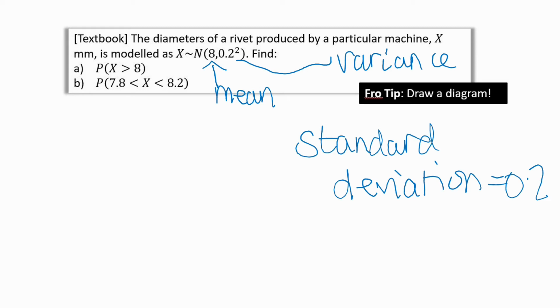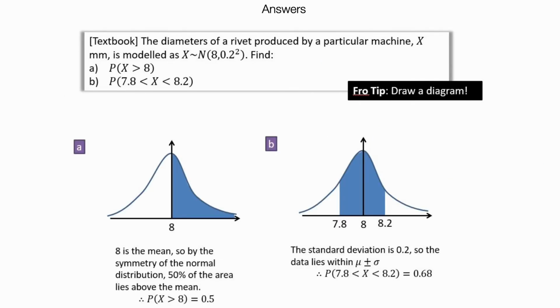The answers are on the next slide, but for example, if we're working out the probability that x is greater than 8, we know that the mean is 8, so half of the data is going to be greater than 8 and half of it will be less than 8. If we draw a diagram, 50% of the area lies above the mean. So the probability that x is greater than the mean is 50%, or 0.5.